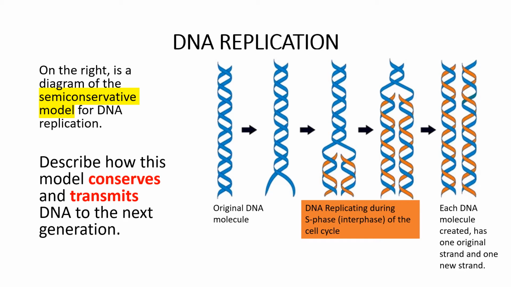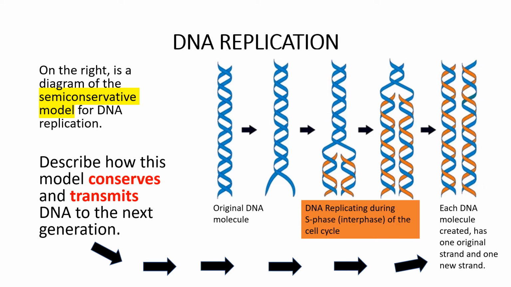Always important to remember that DNA replication occurs during the S phase of the cell cycle, right there during interphase. And when you think about DNA replication, the thing you have to do is to be able to describe how this process conserves and transmits DNA to the next generation. And think about it for a second, and the answer should pop right up for you.